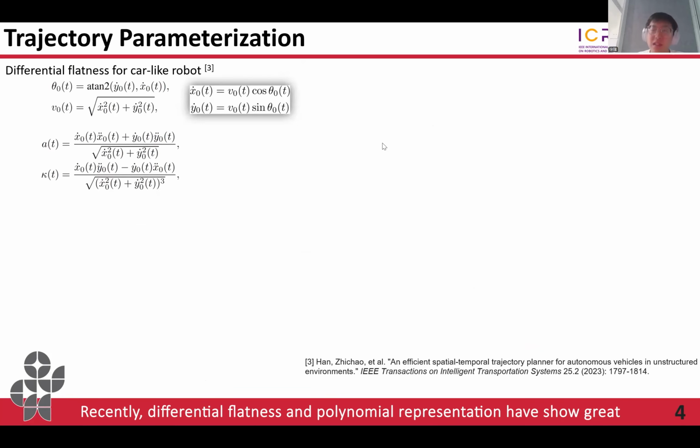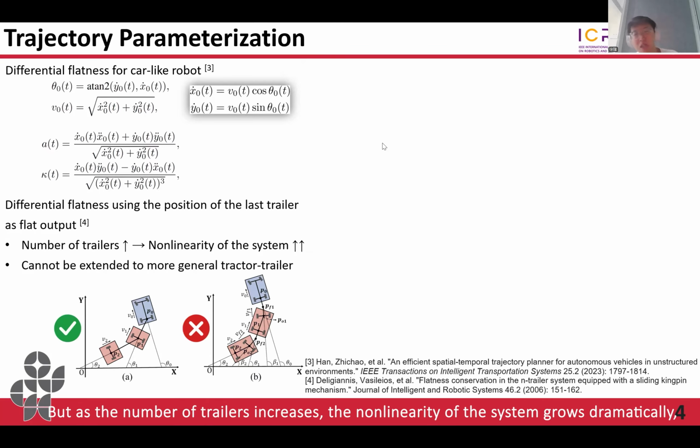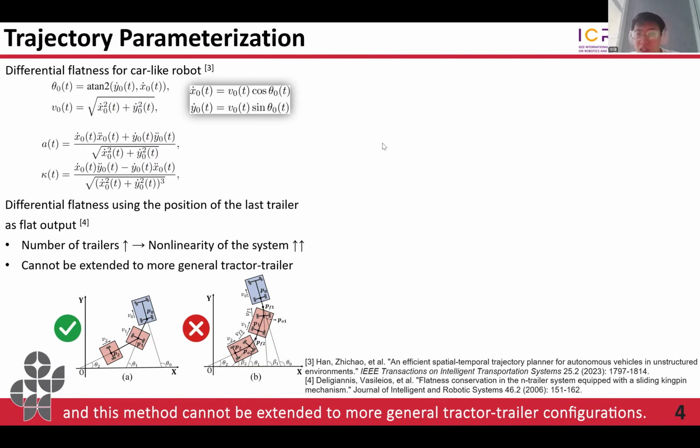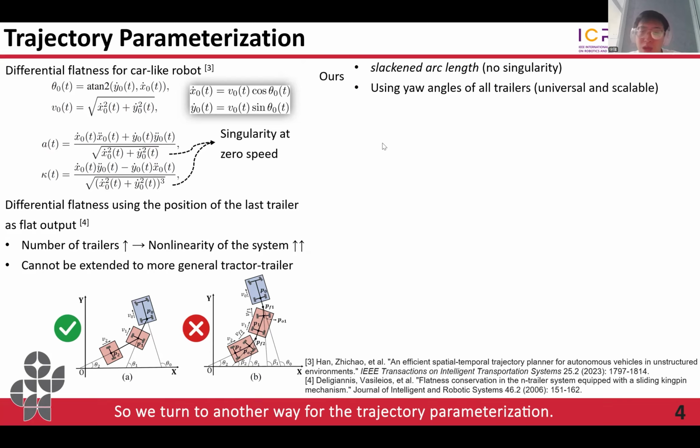Recently, differential flatness and polynomial representation have shown great efficiency in trajectory planning for car-like robots. So, inspired by this, firstly, we try to derive the differential flatness of the tractor-trailer system. A previous work shows the last trailer's position as the flat output, but as the number of trailers increases, the nonlinearity of the system grows dramatically, and this method cannot be extended to more general tractor-trailer configurations. So we turn to another way for the trajectory parameterization.